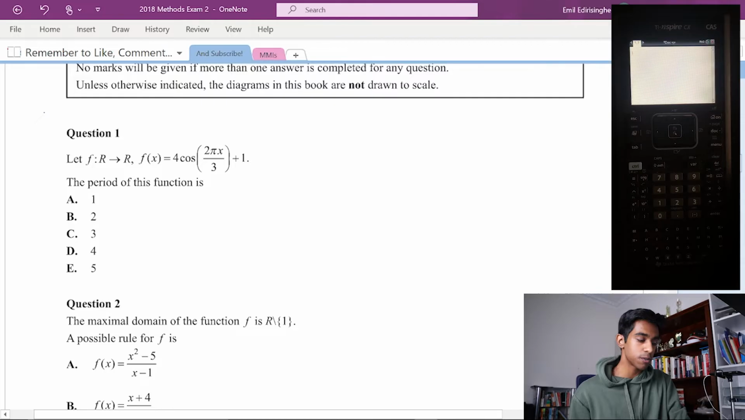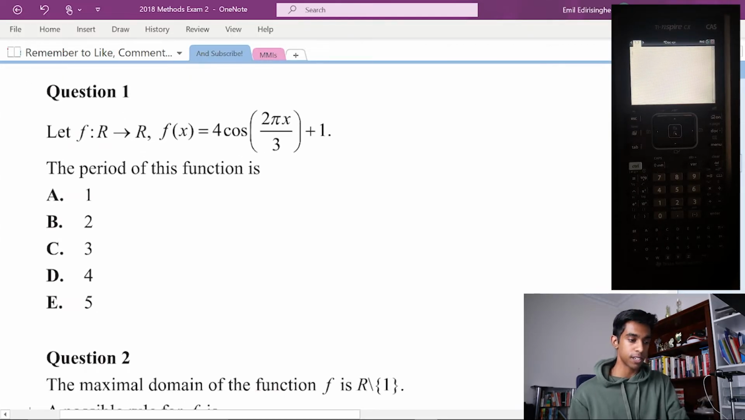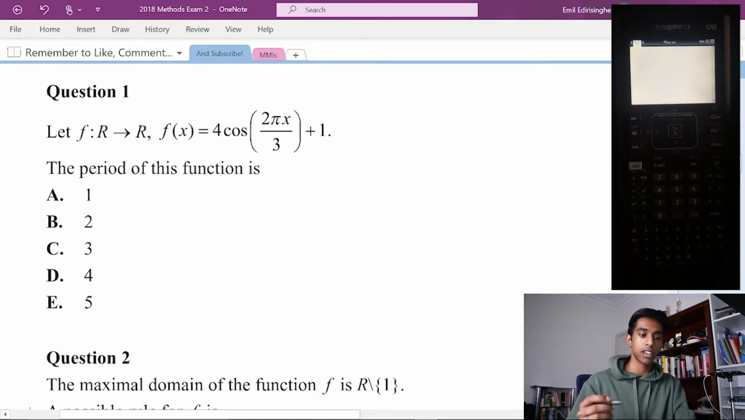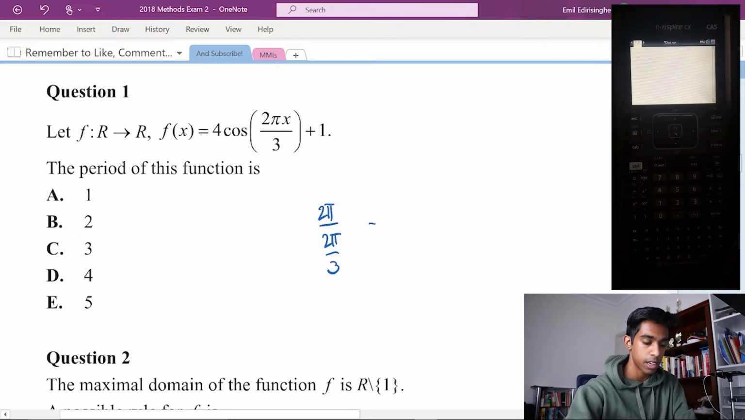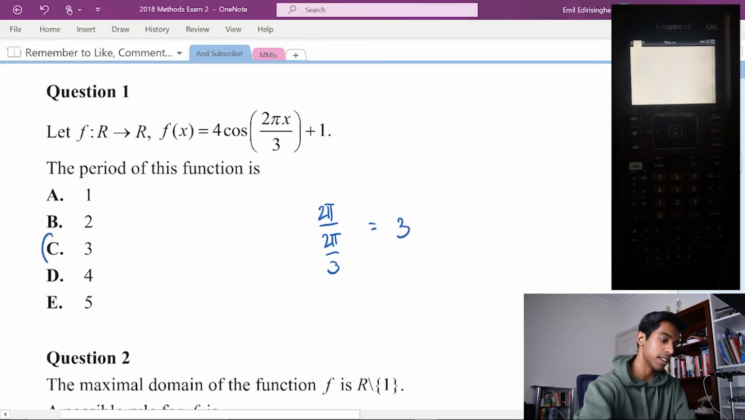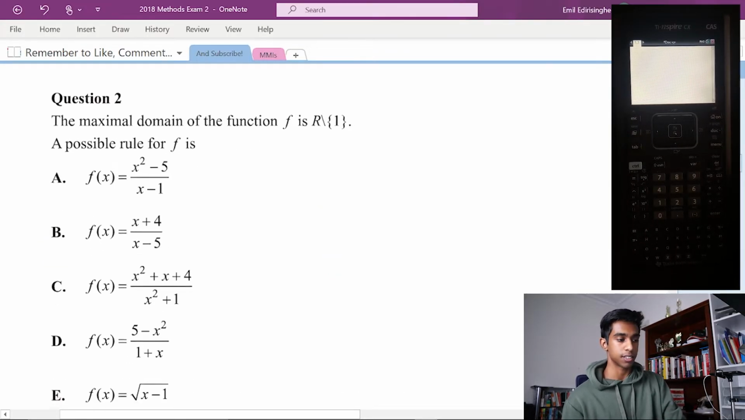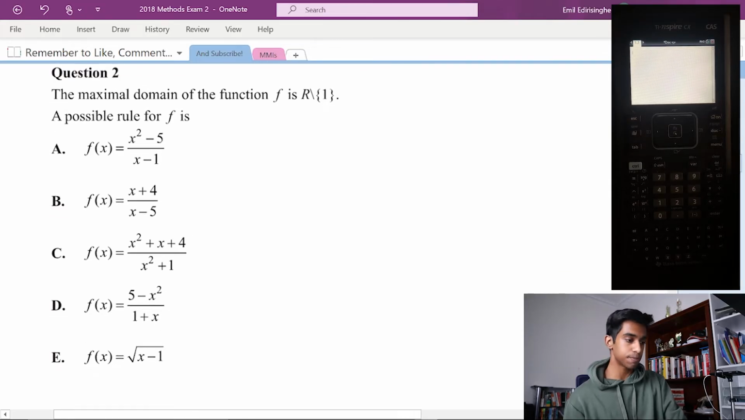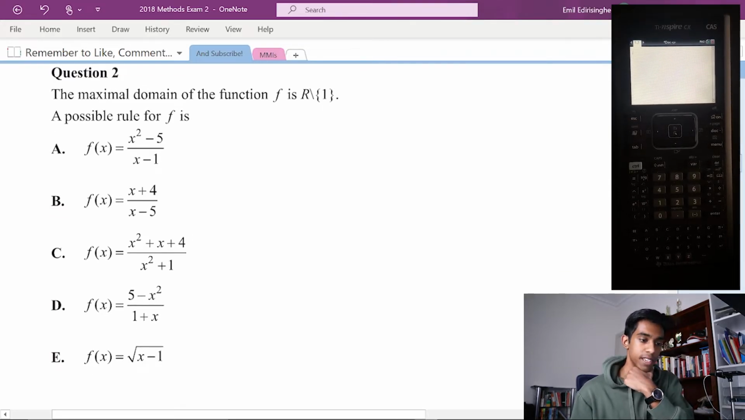With this first question we're asked to find the period of this function. I know that the period is going to be 2 pi on whatever is in front of x, so it's going to be 2 pi on 3, and I know that this is just going to be 3, so the answer is C.